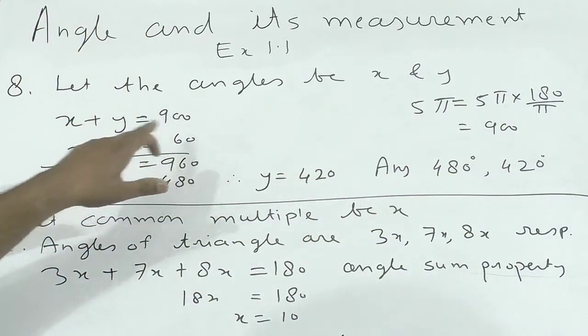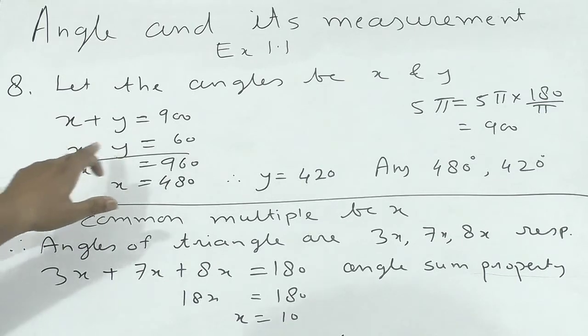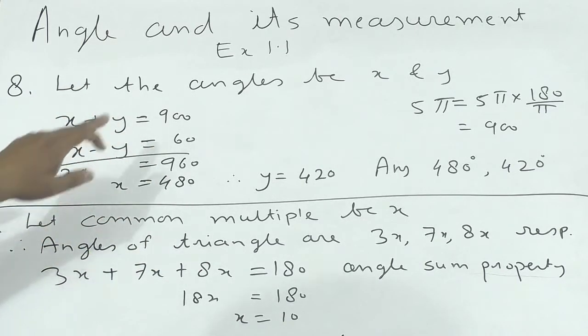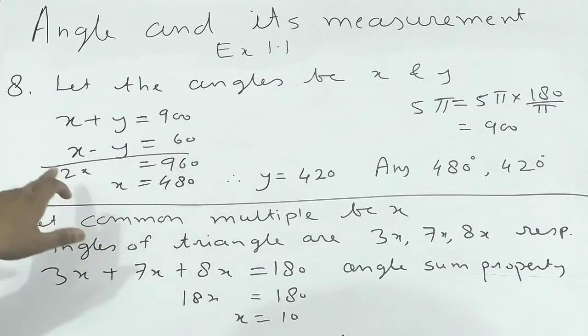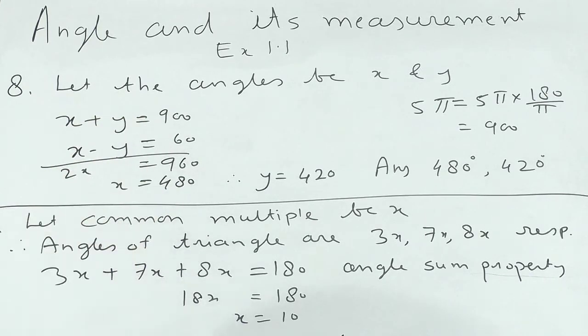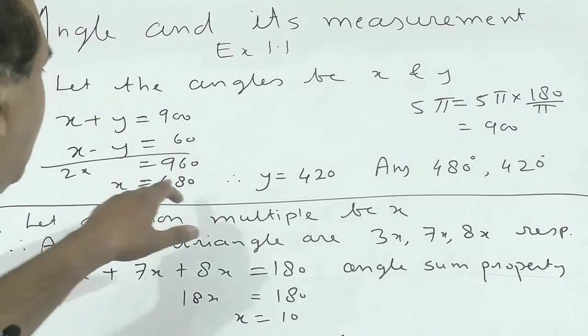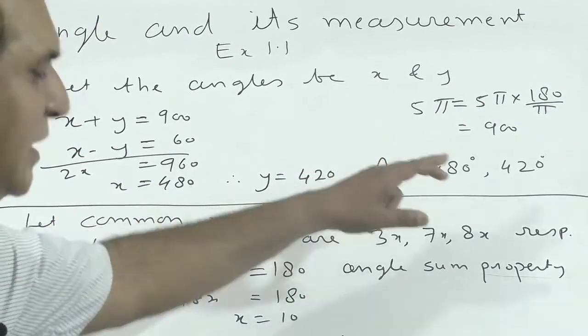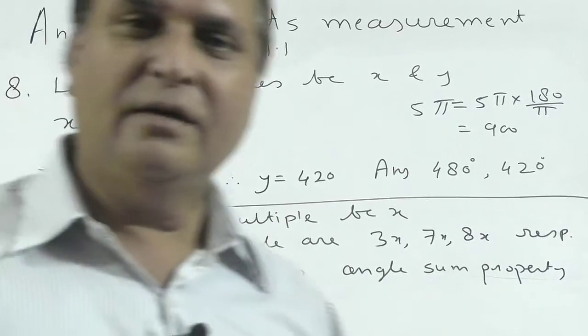So the addition is 900: x plus y is 900, x minus y is 60. Adding, plus y minus y cut, x plus x is 2x, 900 plus 60 is 960, 2 going down, x equal to 480. Putting x equal to 480 in equation 1, y equal to 420. Answer: 480 degree, 420 degree. Understood?